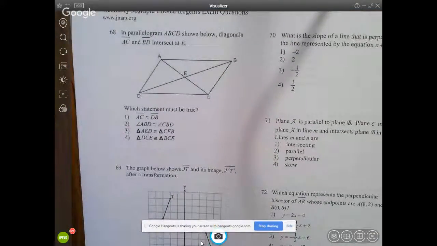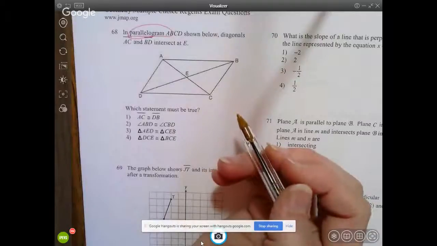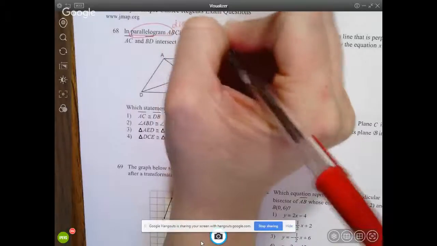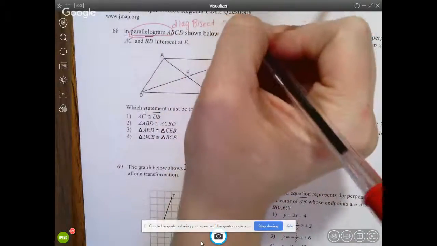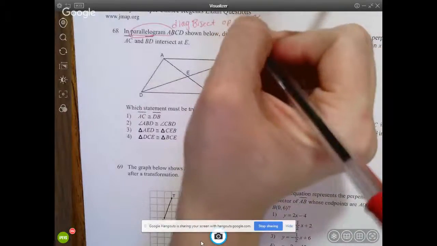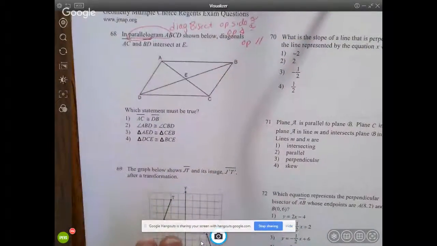Okay. In a parallelogram ABCD shown below, diagonals AC and BD intersect at E. So we know it's a parallelogram. That's good information. Which statement must be true? Again, let's see. If it's a parallelogram, we know that the diagonals bisect each other. And we know that the opposite sides are congruent. And we know that the opposite angles are congruent. And we know the opposite sides are parallel. That's the only thing we know about a parallelogram.